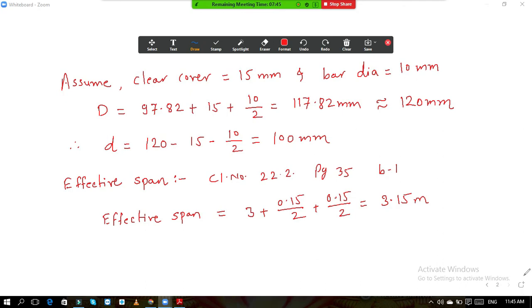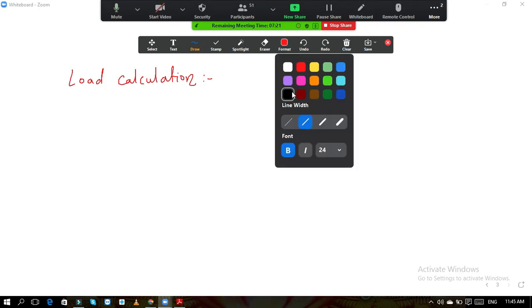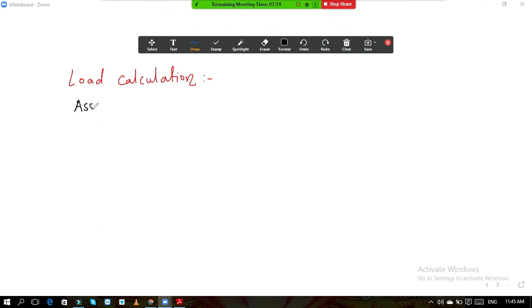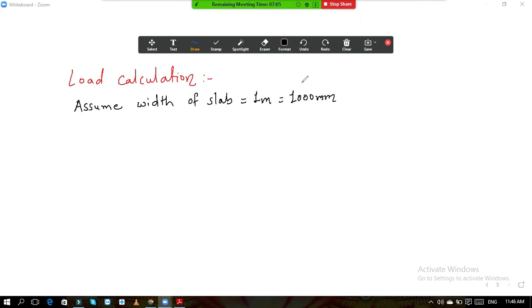So now do the load calculation. Next is the load calculation. So how do we calculate the load now? First of all, in the load calculation, we will assume the width of slab as 1 meter. The first thing is that assume width of slab is equal to 1 meter, which is equal to 1000 mm. This is the width of the slab.